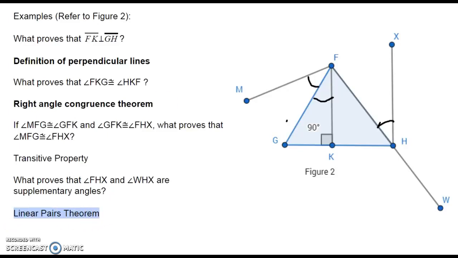Remember, we said that if we have a straight line and an angle that cuts through it right there, this line cuts right through it. So this whole angle equals 180, which means that this angle and this angle are going to be supplementary. This whole thing is 180, so that means this and this are supplementary.